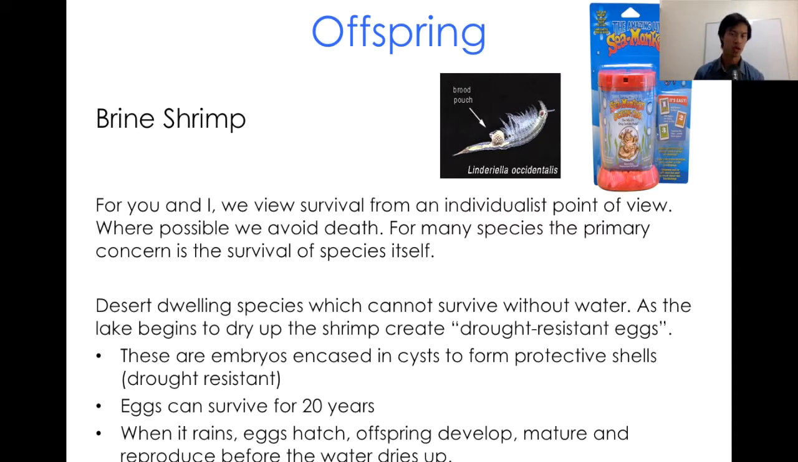Yeah, the shrimp create these drought resistant eggs, and what happens is they lay their eggs during seasons of rain, and they go through their entire life cycle. And then when the rain disappears and it dries up, the entire species or population dies, but you've got these eggs that are drought resistant, and they can survive for about 20 years. And then when it rains, the eggs will hatch, the offspring will develop, mature, and reproduce all before the water dries up. And then you have more eggs lying dormant again for the next long period of time.